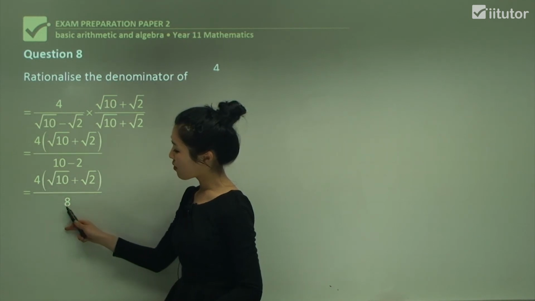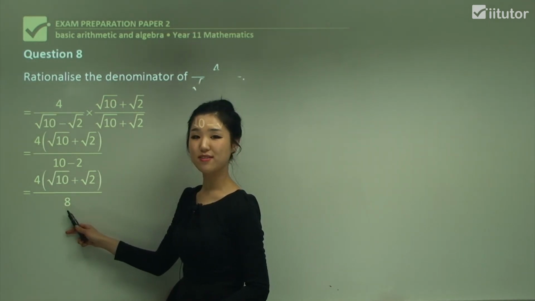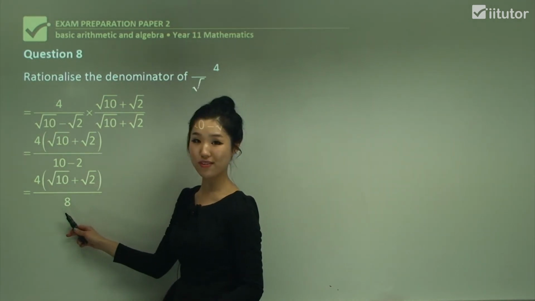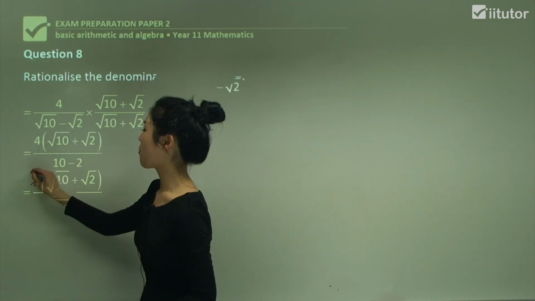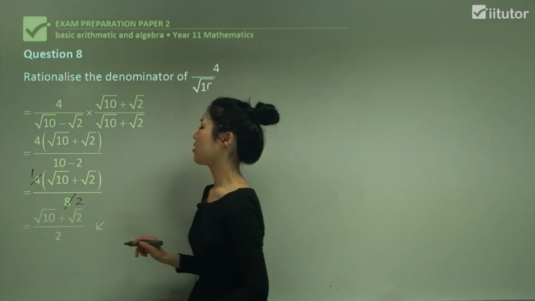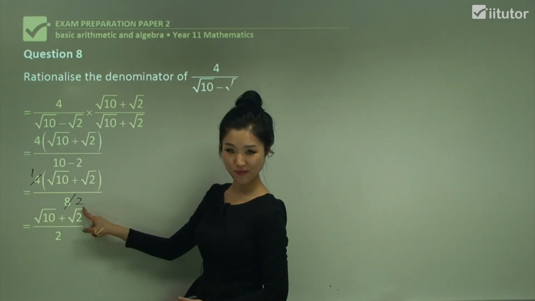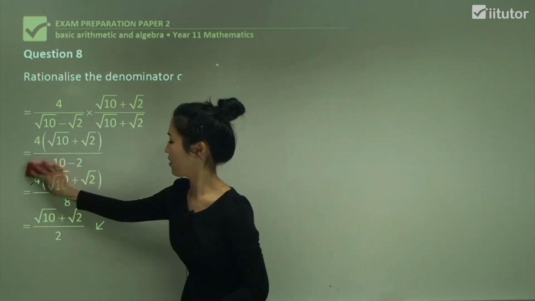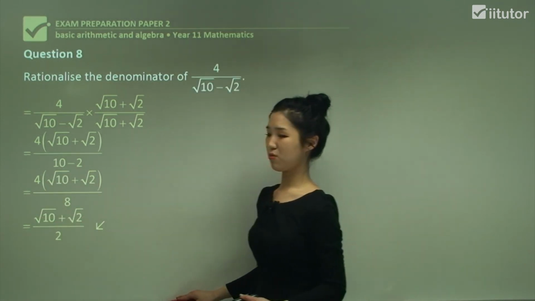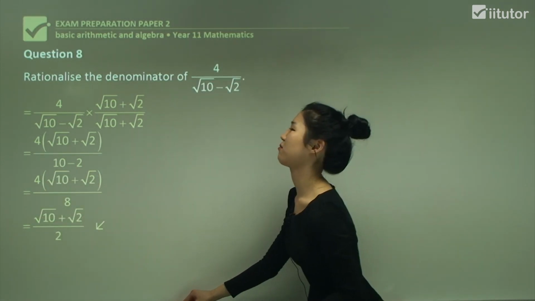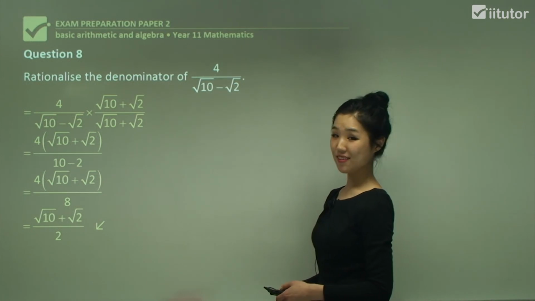And you can see that 4 and 8 we can cancel, can't we? Because 2 is a common factor, 4 is a common factor. So that will become 1, that will become 2. So therefore my final answer is root 10 plus root 2 over just the 2. Okay? So just want to tell you to be careful. That's all really you need to know here. Okay, that's question 8.